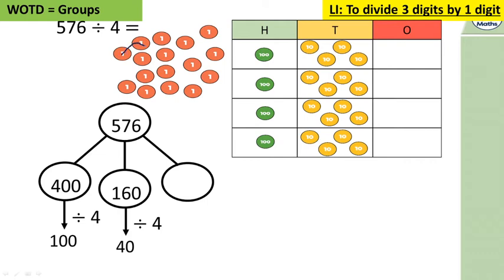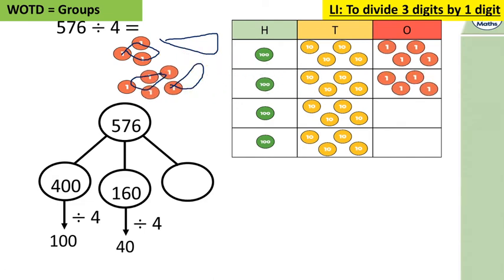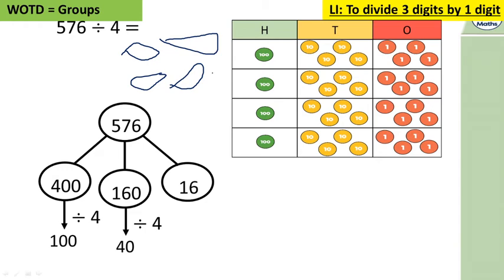So if we have 1 group of 4, 2 groups of 4, 3 groups of 4, 4 groups of 4. How many is in each group? We've got 1, 2, 3, 4 in each group. So 4 for each row. And we had 16. We're going to get 16 in our part-whole model. 16 divided by 4 is 4. So here we have 140 and 4, add them together, 144, same as over here, 144.